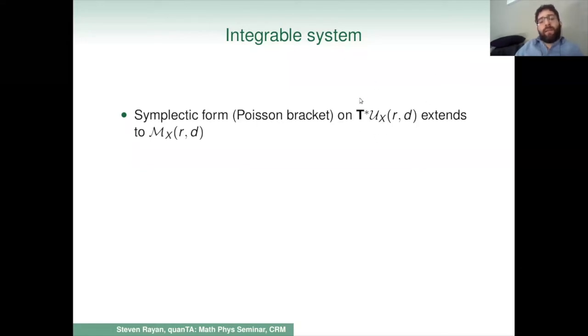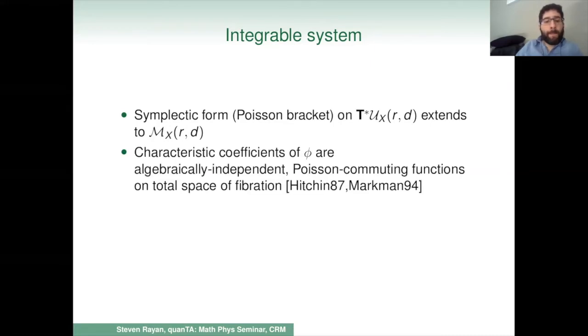The fact that the Higgs bundle moduli space is almost the cotangent bundle to the moduli space of bundles means there's a preferred symplectic form here, which of course gives us a Poisson bracket, and that actually extends to the whole of the moduli space of Higgs bundles. It extends over this small locus that happens to not be in this cotangent bundle.